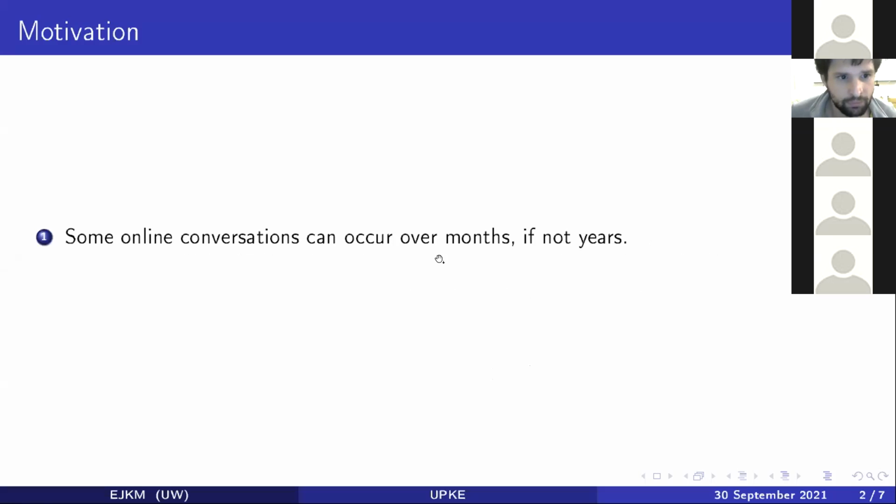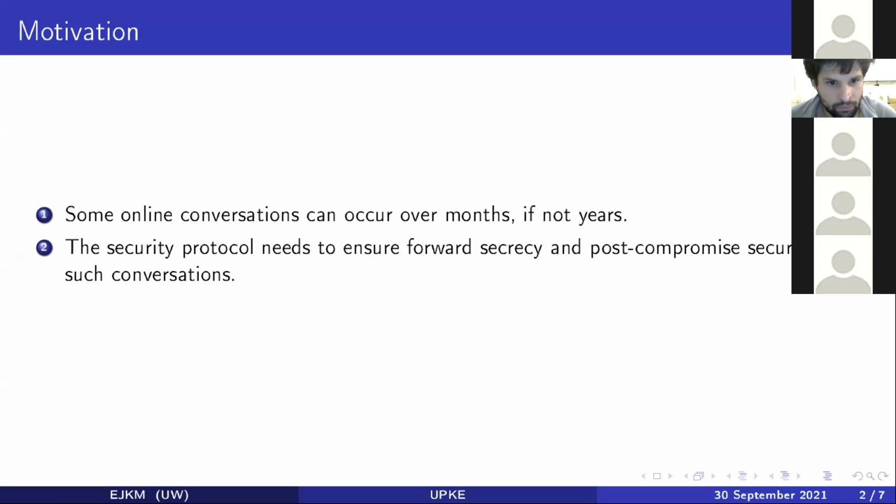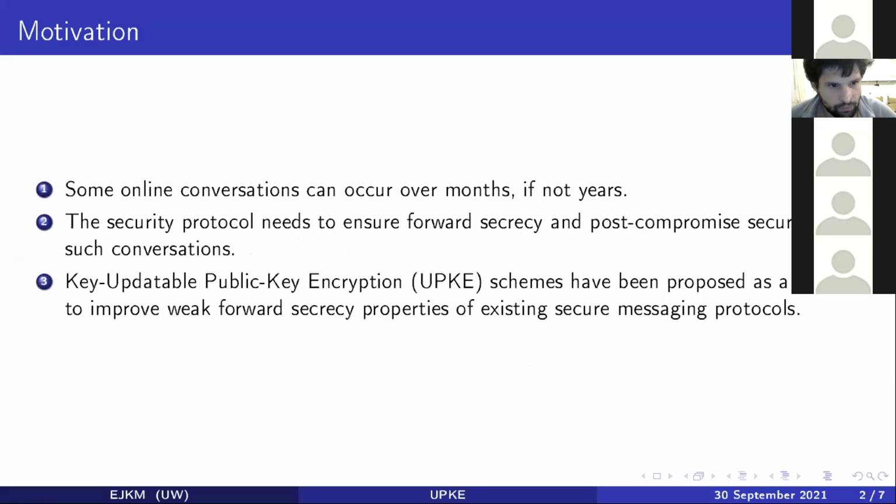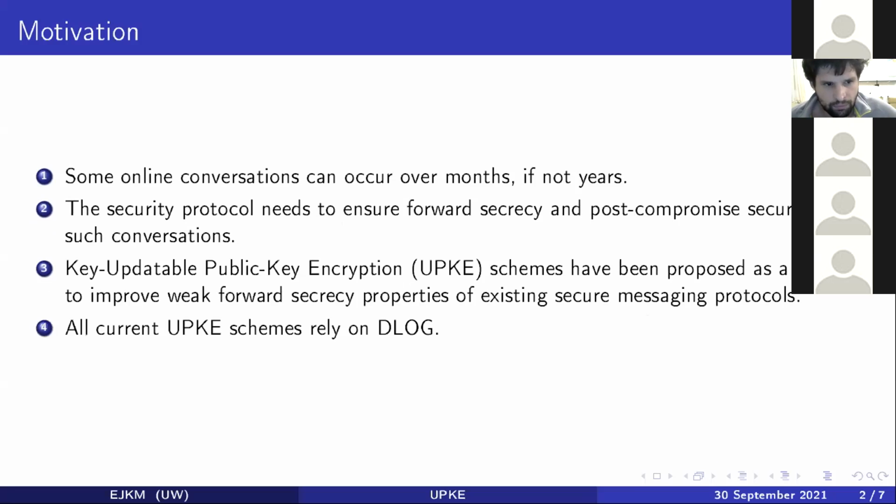The motivation behind our paper is that a lot of online conversation can occur over months, if not years. For those types of conversation, we require that the security scheme used is post-forward secure and post-compromise secure. Key updatable public key encryption, also known as UPK schemes, have been proposed to solve that issue. However, all current UPK schemes rely on discrete logarithm, which is not quantum secure. So the idea of the paper is to use supersingular isogenies, which are quantum secure, to cover that problem.